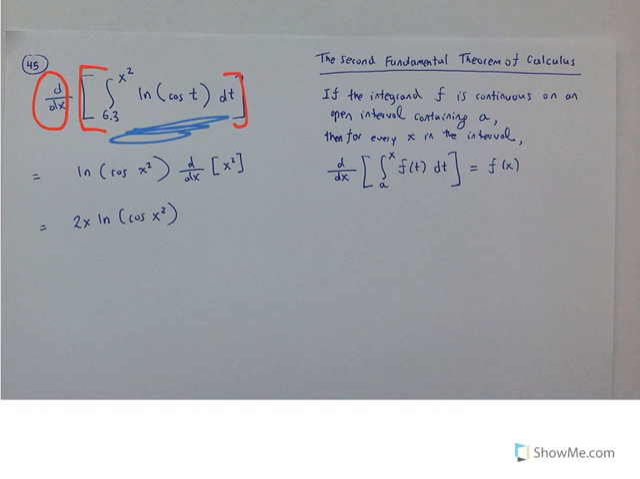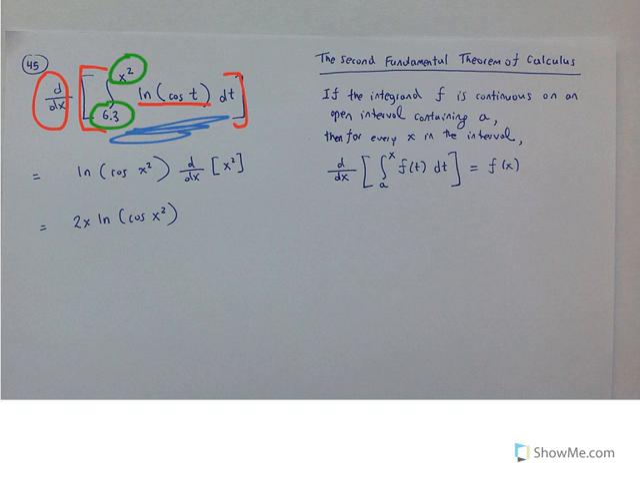We can observe that the lower limit of integration is a constant, 6.3, and the upper limit of integration is a function of x, x squared. The integrand is natural log of cosine of t. So how do we find the derivative of such a function that is defined using a definite integral?